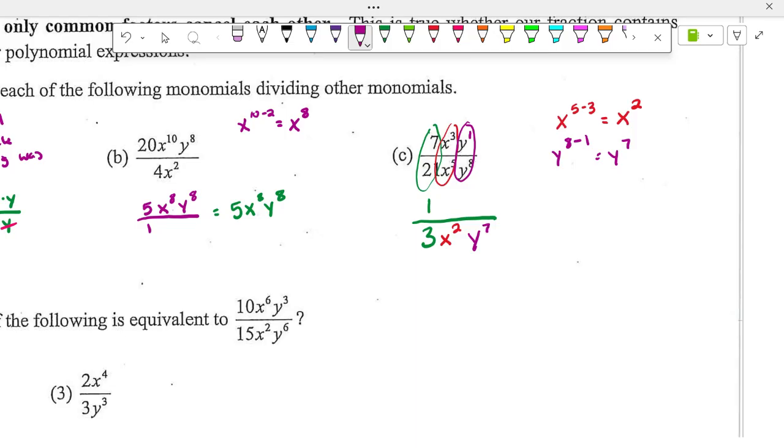Now, since everything is in the denominator, we cannot write this as 3x squared y to the 7th and call it a day. We have to keep the 1 up at the top because it's in the denominator, not the numerator. So if I clean this up a little bit, this will be 1 over 3x squared y to the 7th. And that's it. Any questions on simplifying the monomials?